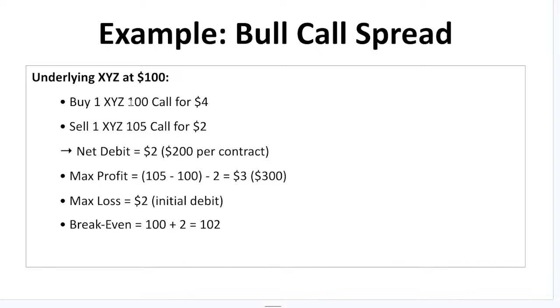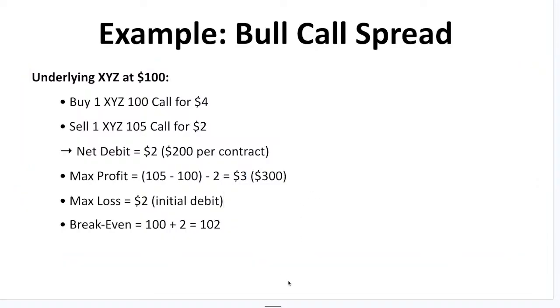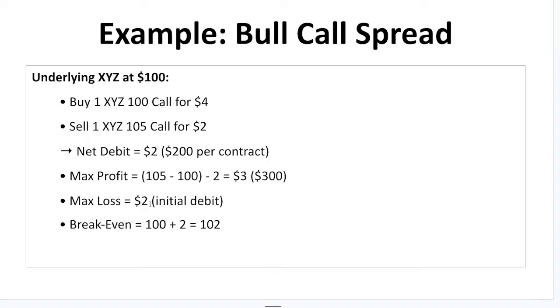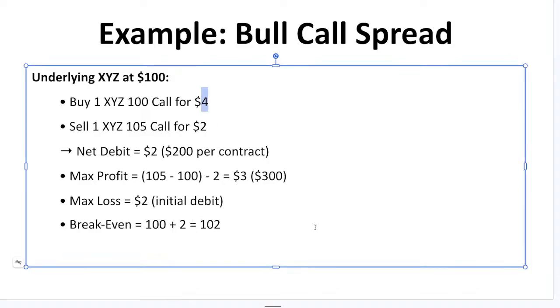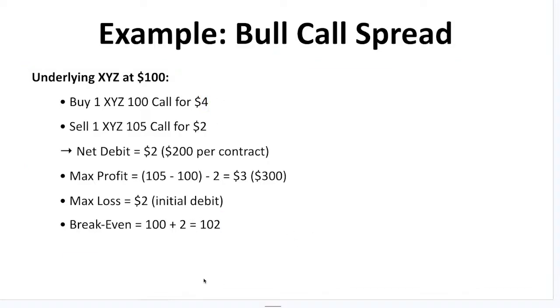Maximum profit. As I mentioned just now, it's like a bandwidth, right? So 100 to 105, that's the maximum profit of $5, minus the $2 that you debit. So your max potential profit will be $300 if it expires at 105, right? Max loss is $200. And your break even: because you pay a net $2 premium instead of 4, your break even is reduced to 102 instead of 104 upon expiration.